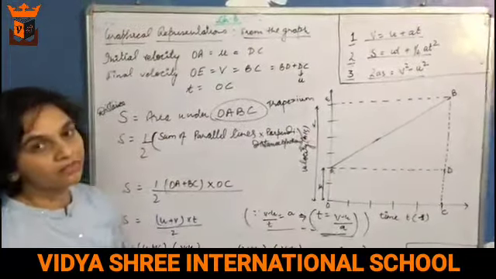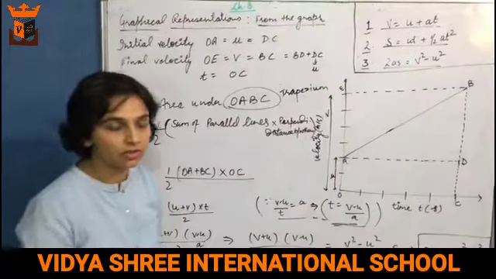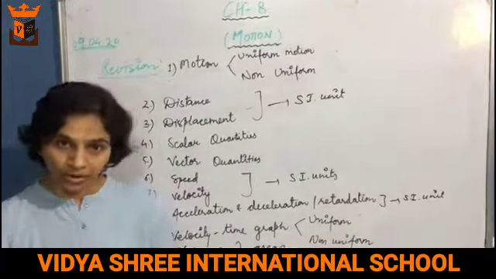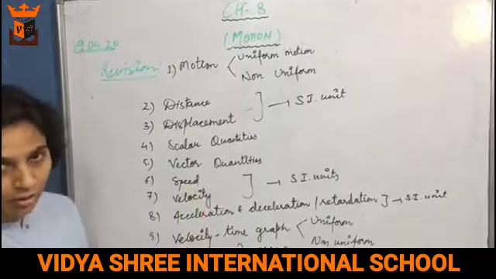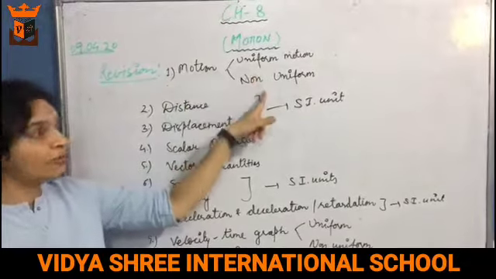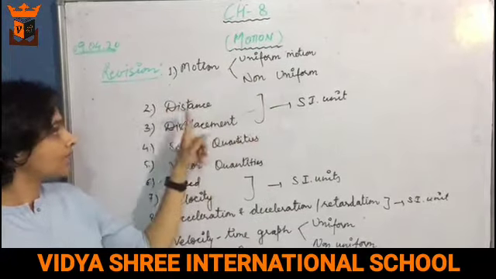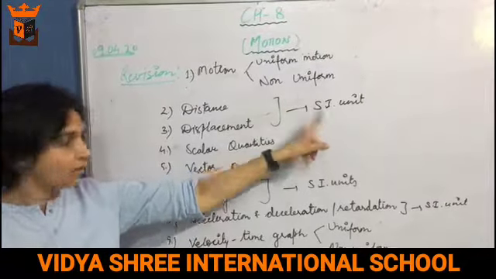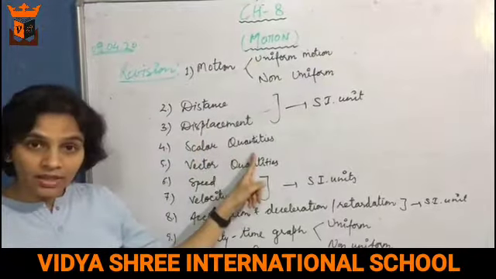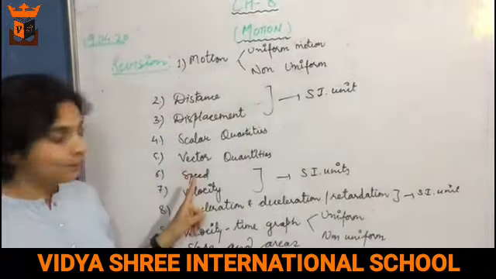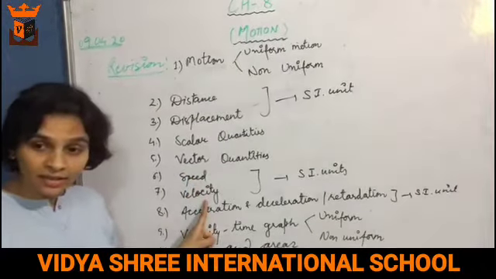That was all about the graphical representations of equations of motion. Okay, at the end of the chapter, if I ask you whether you are able to understand all these points or not, like if I ask you motion, Yes, ma'am. Types of motions, Yes, ma'am. Distance, displacement, Yes, ma'am. Their SI units, Yes, ma'am. Scalar quantity, Yes, ma'am. Vector quantity, Yes, ma'am. Speed and velocity, Yes, ma'am.